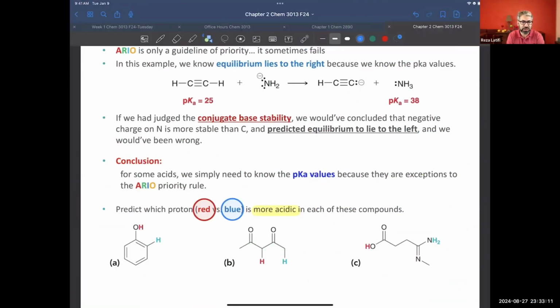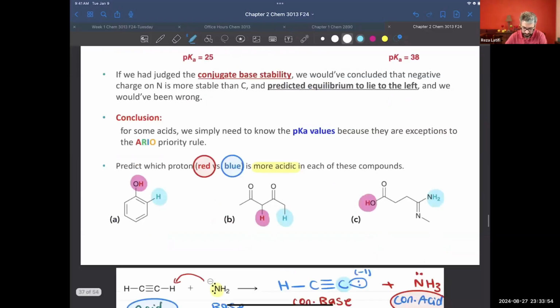Okay, so the question that we have here: we have 3 compounds, and it says we have two hydrogens, and we want to figure out which one is more acidic, the red one or the blue one. Assume this is the red. It clearly is not red, it is pink. And then the blue one. So, the red or pink versus the blue one. Which one is more acidic?